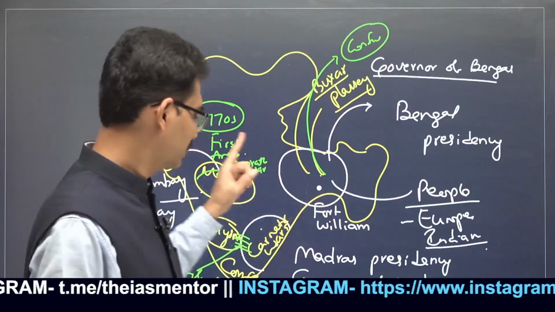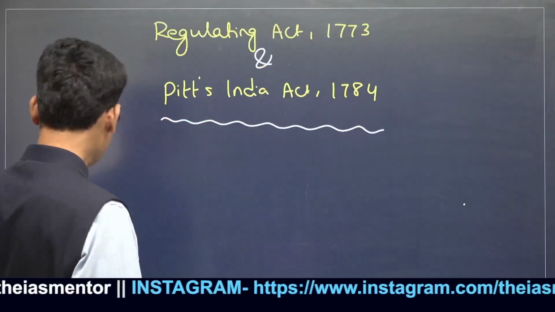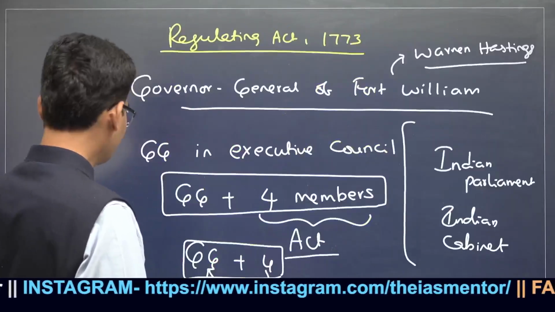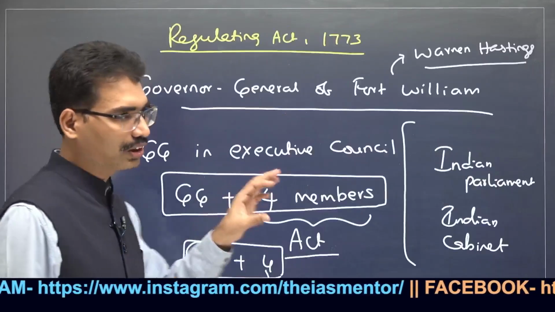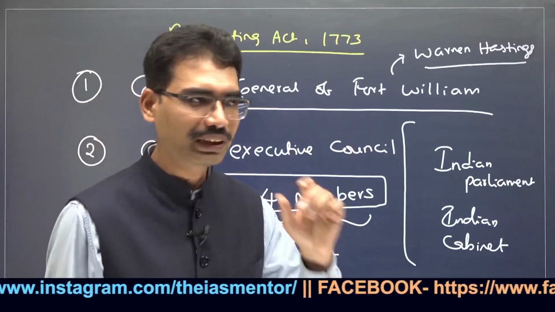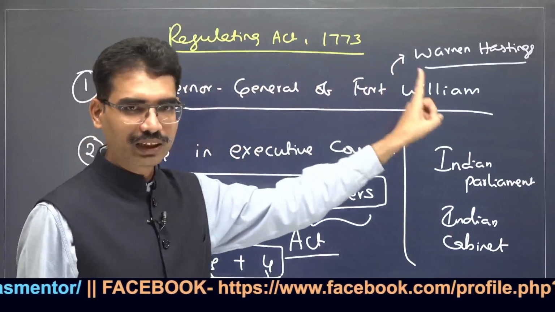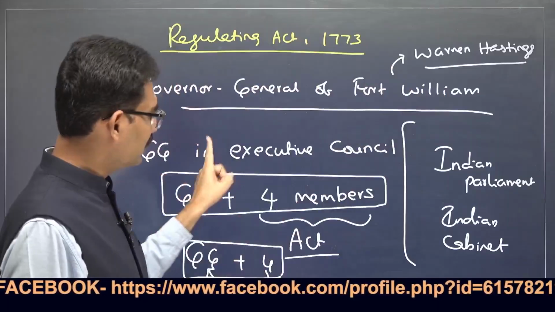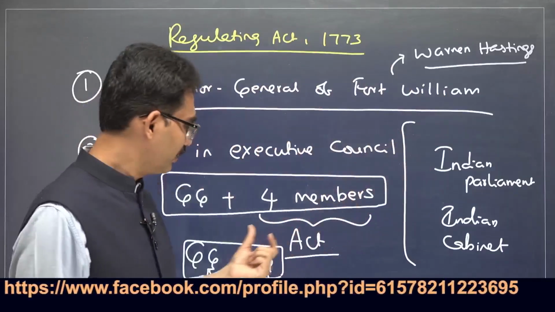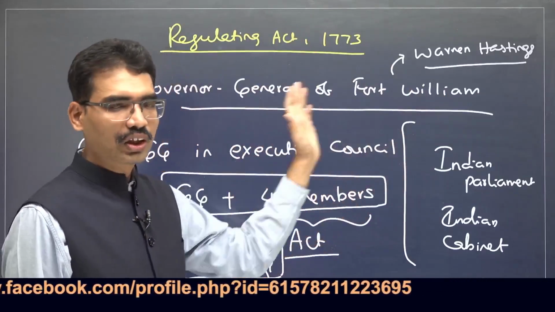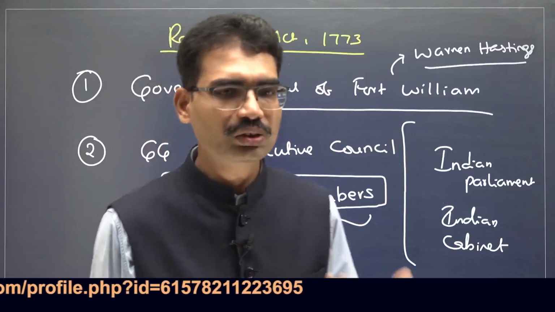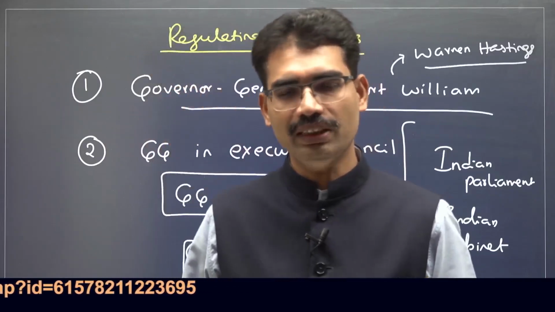Here you see the provisions. Each and every provision has a reason. That provision was not able to solve all the problems, but however, it is a beginning step. The Governor of Fort William became the Governor General of Fort William. A Governor General in Executive Council was created with 4 members. Third, a Supreme Court was also established by the Regulating Act.